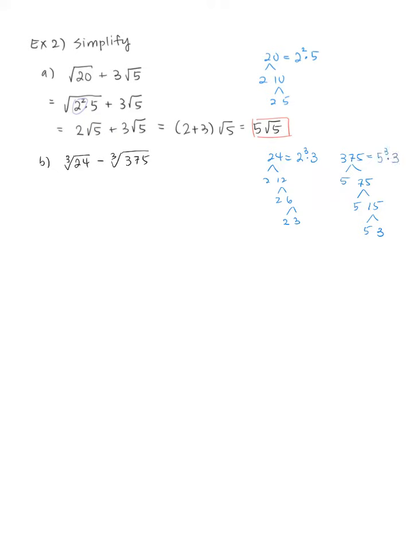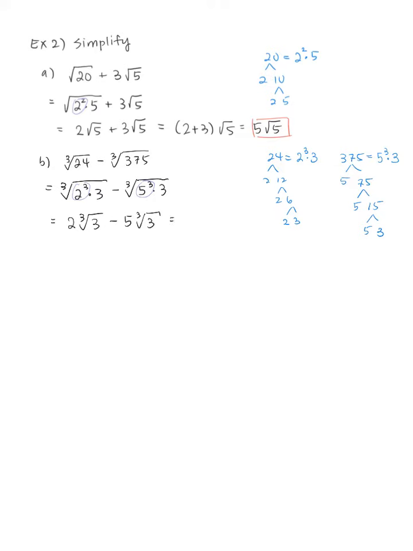So I'm going to rewrite both of the radicals as the cube root of 2 to the third times 3, and then minus the cube root of 5 to the third times 3. Looking good because we got the perfect cube going on. So what's going to happen now is that this is going to be 2 times the cube root of 3 minus 5 times the cube root of 3. Alright, now I see the like radicals. The like radical is the cube root of 3.